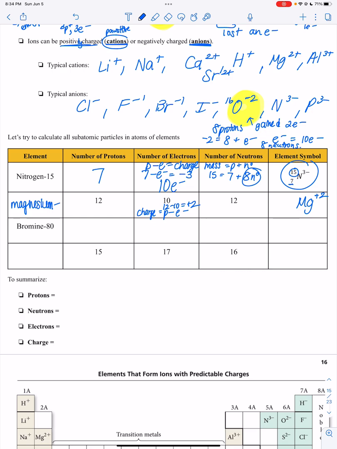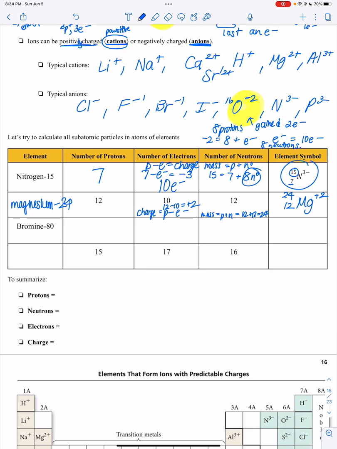Well, remember, mass is equal to protons plus neutrons. So 12 plus 12, that's 24. This has a mass of 24. Its atomic number is 12. This is magnesium-24. Done.